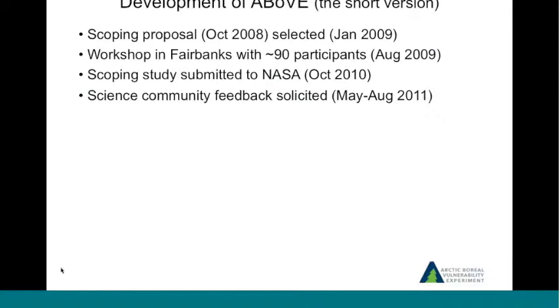So the initial proposal was written in 2008 and selected in early 2009, and we had a workshop that year that involved some 90 participants in Fairbanks, and we submitted a quite substantive scoping study. I think it was 90-some pages, and we posted that study online and solicited scientific community feedback on it.